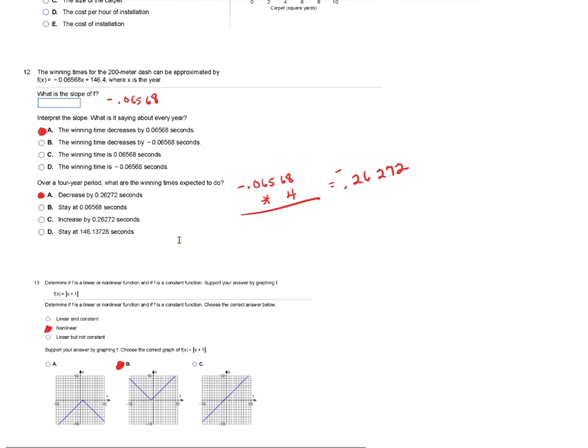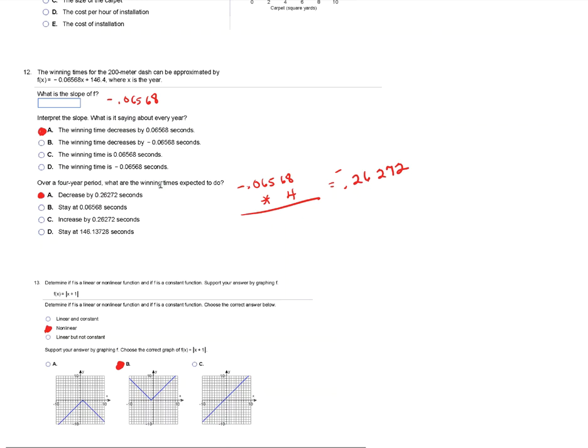Number 12. Winning times for the 200-meter dash can be approximated by this equation, where X is the year. So right there, that X. What is the slope? Well, the slope is this number here, so negative 0.06568. Interpret that. Well, it is decreasing. The winning time is decreasing by that number of seconds. The decrease takes care of our negative, remember?